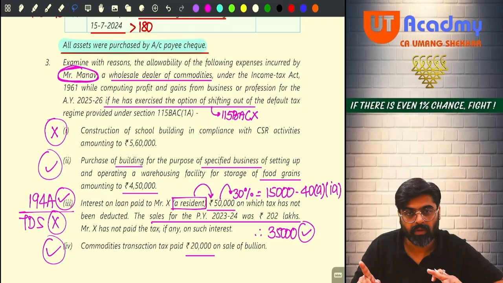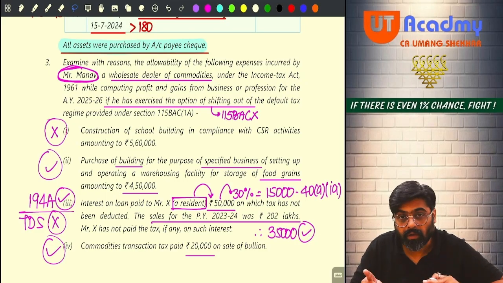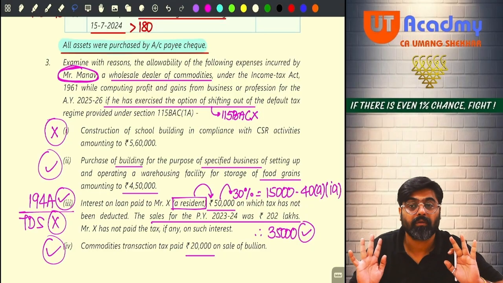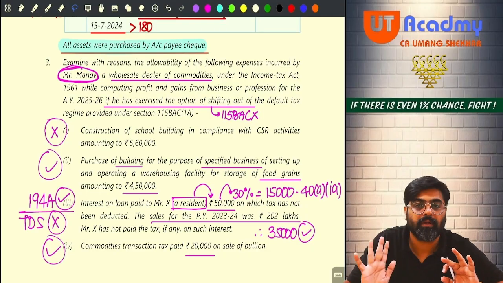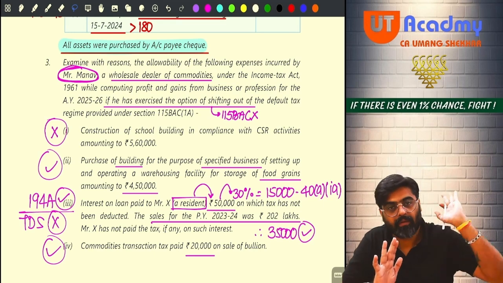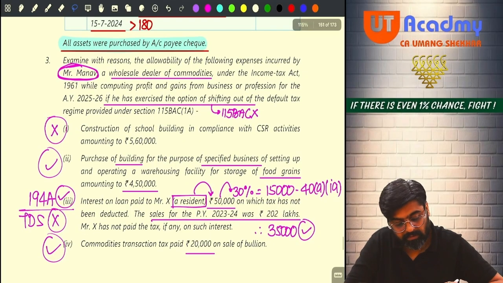Allowed, then what is the reason? Under which section? Not allowed, then what is the reason? Write in brief besides this only. And then we'll check the answers.